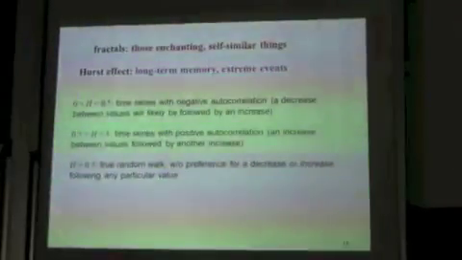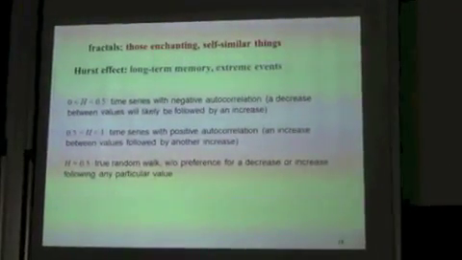And there are three cases of H. H can be between 0 and 1/2. So thinking of a random process in time, it is a time series with negative autocorrelation. Negative in the sense that a decrease between two values will likely be followed by an increase. So opposite. So this is why it's negative. H can be between 1/2 and 1, and an increase is followed by another increase, and H equal to 0.5 is a true random walk. Just to get a feeling for what Hurst effect does.